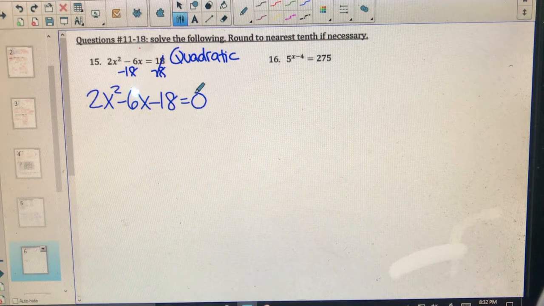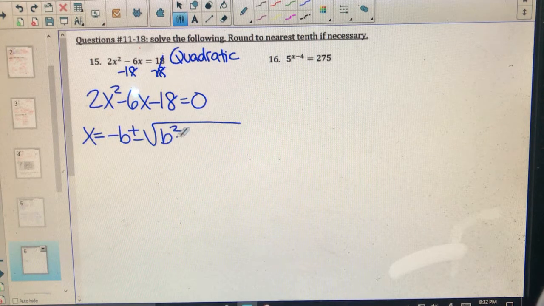So again, factoring did not work, so I have to use the quadratic formula, which will be given to you, and it is on the back of your review packet on the formula sheet. So the formula for the quadratic formula is x equals -b plus or minus the square root of b squared minus 4ac, and that's all over 2a.